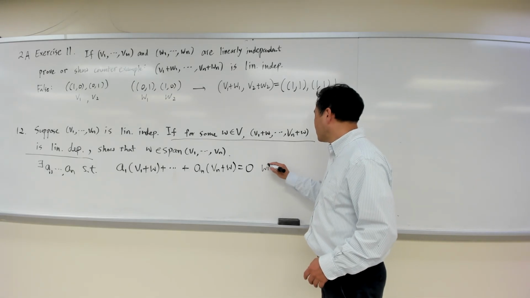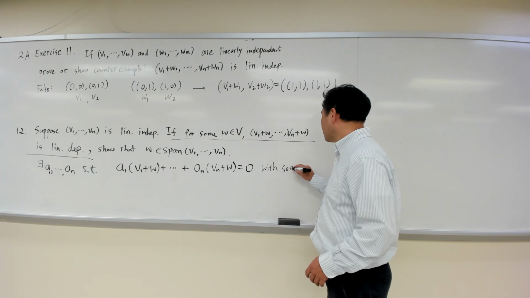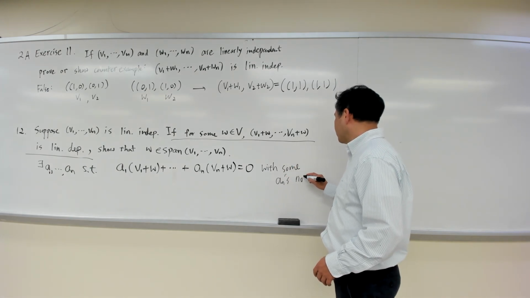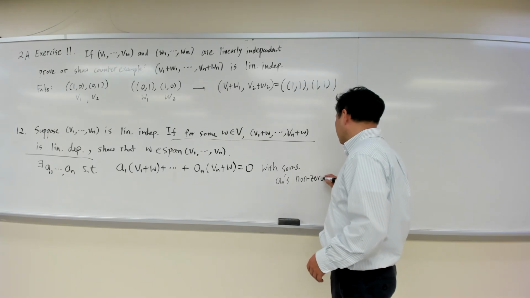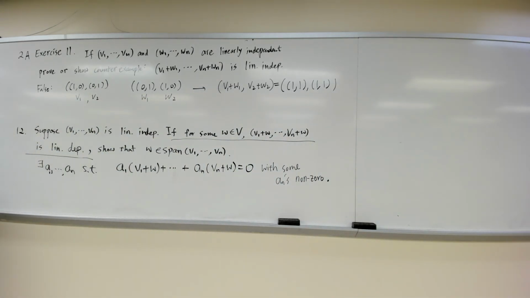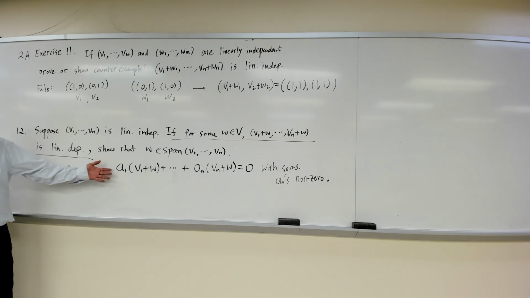With some ANs non-zero. Okay. That's what linear dependence means. So we just write down the definition. And then I still don't know what to do, but there's a way to simplify this. So let's try to reorganize this.